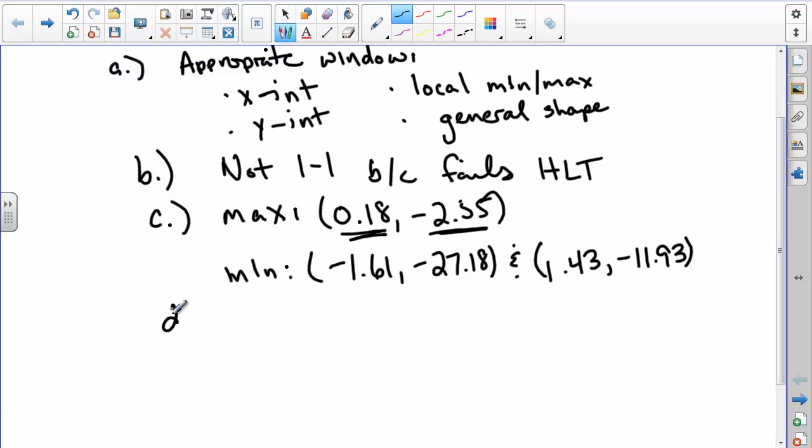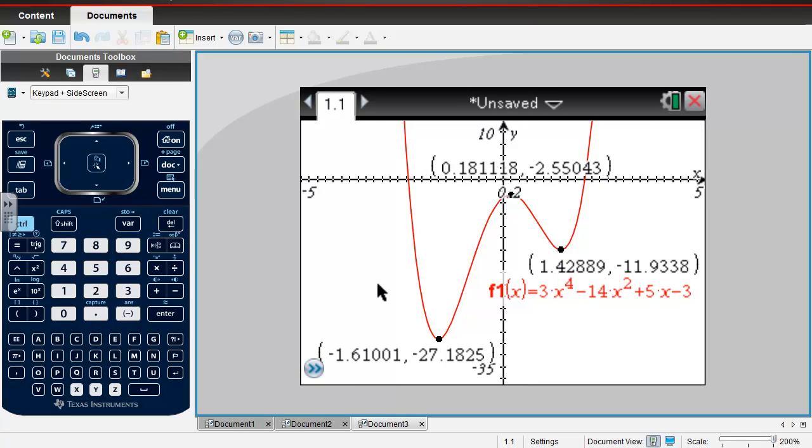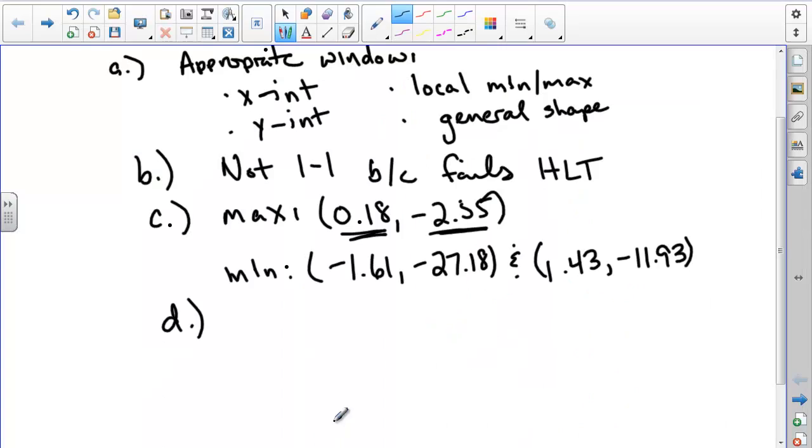For part D, it's asking for domain. Now, if I flip back over here, I know that this graph's going to keep going up and to the left forever. I also know it's going to keep going up and to the right forever because I know my parent function of x to the 4th looks like a big parabola. And so it's going to keep going up to the left forever, up to the right forever. We're also not dividing. We're not square rooting or even rooting. And so I know my domain is all real numbers, or negative infinity to infinity.